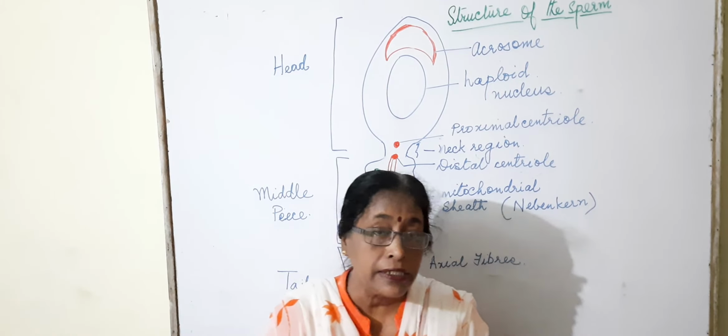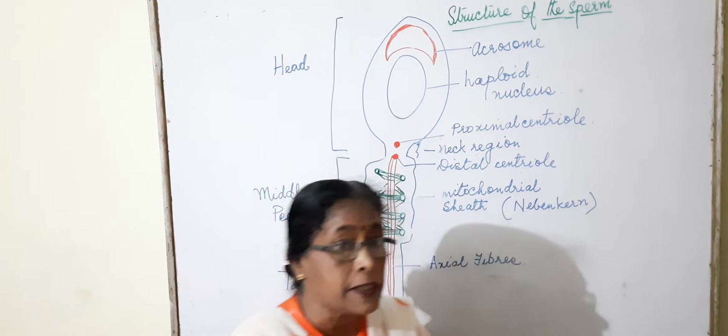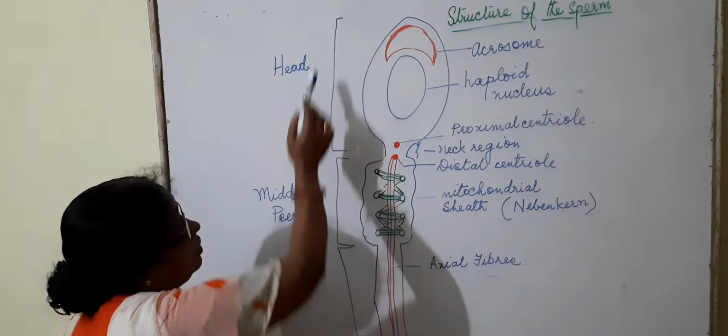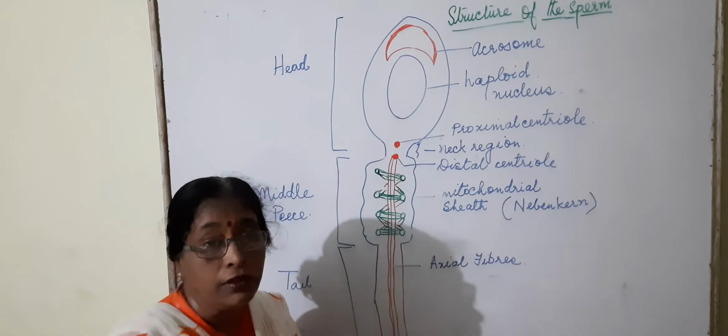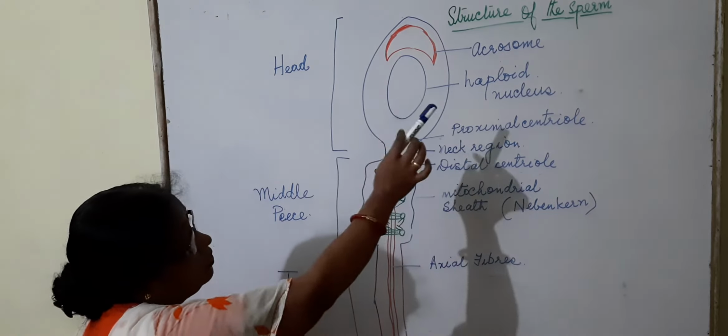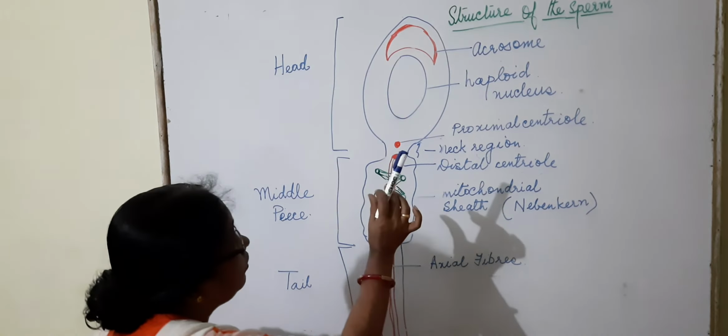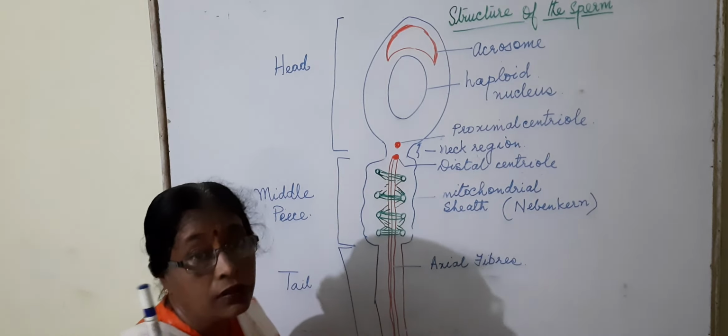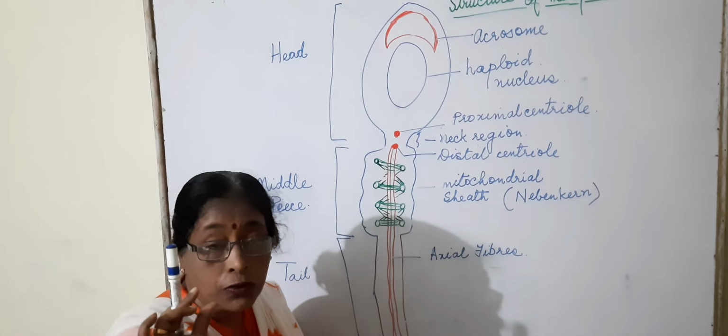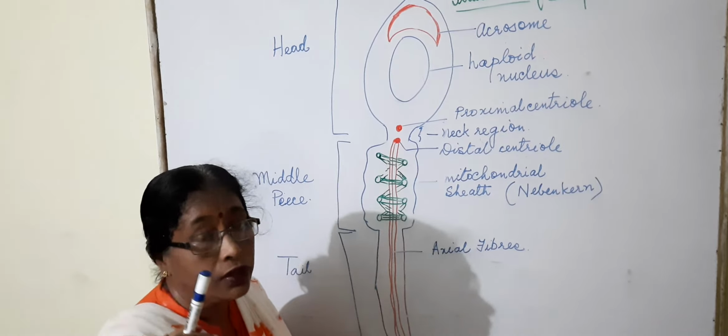So this was the detailed structure of the sperm. The sperm is divided into three parts. The head region, which contains the acrosome and a haploid nucleus. Then a very small portion is the neck region. Neck region is the smallest constricted area of the sperm.